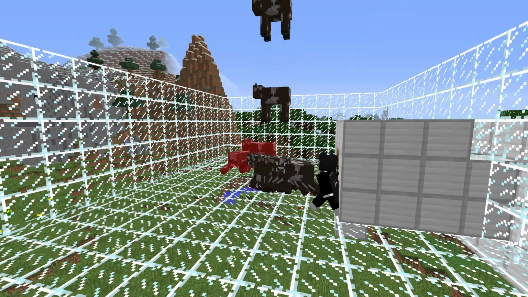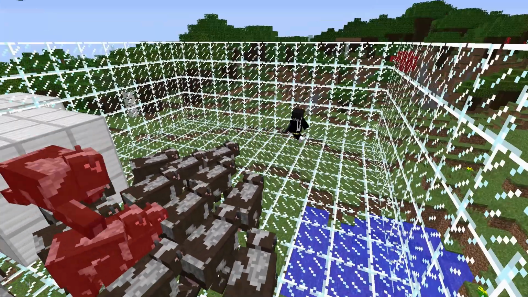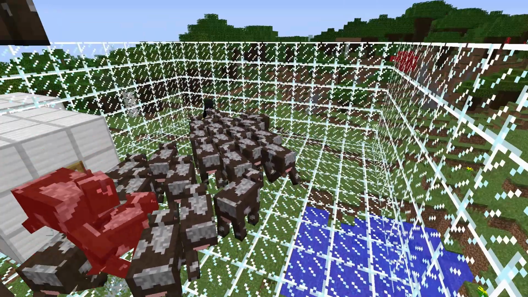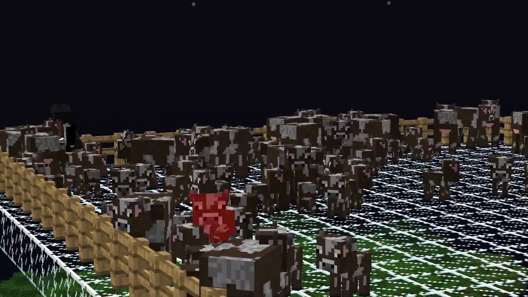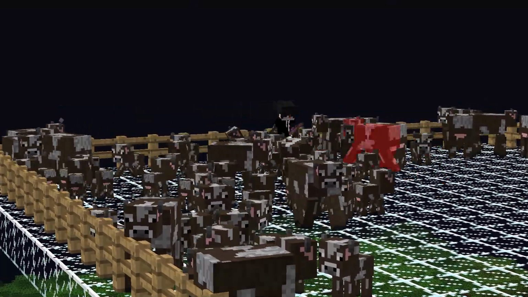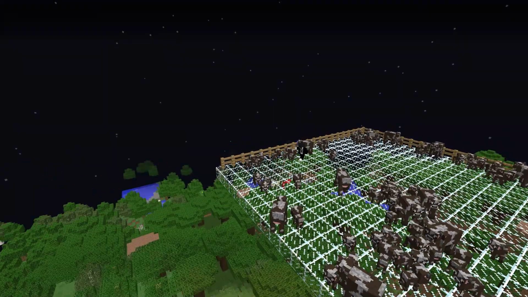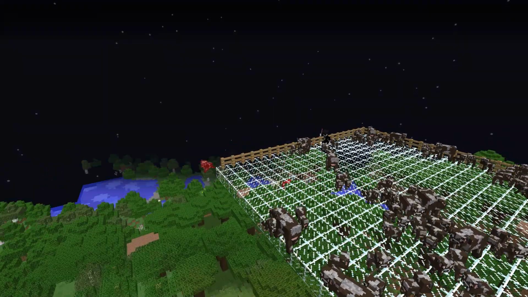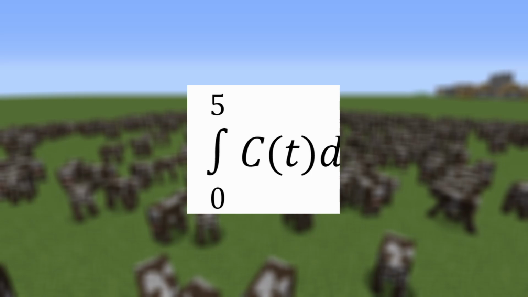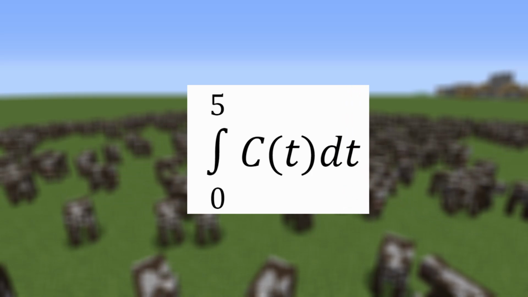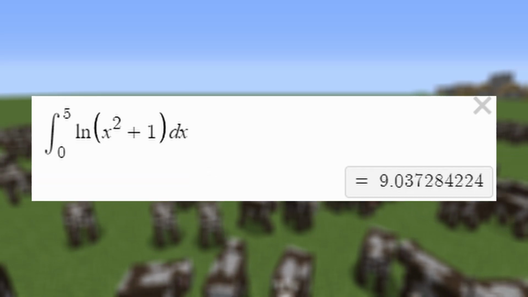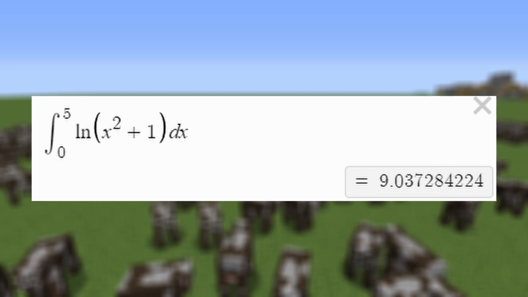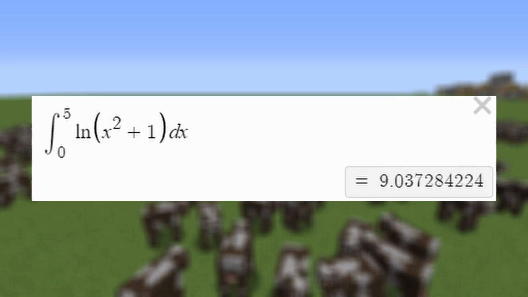But since we are given the rate at which cows are falling, we could use an integral. By taking the integral from our starting time to our ending time, we are able to find the amount of cows that have fallen from the sky. Let's say we wanted to see how many cows have fallen in the first 5 seconds. Well, we'd have to take our integral from 0 seconds to 5 seconds of the function that we were given, and that would give us the amount of cows that have fallen in the first 5 seconds. So rounding to the nearest whole number, we can see that about 9 cows have fallen in the first 5 seconds.